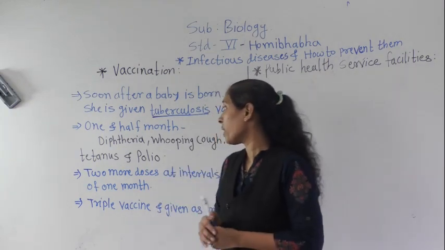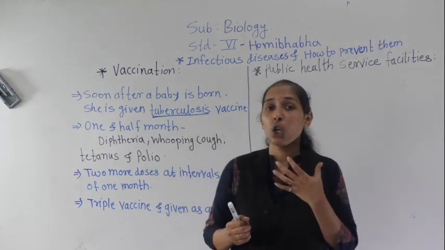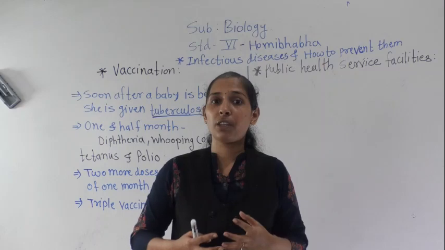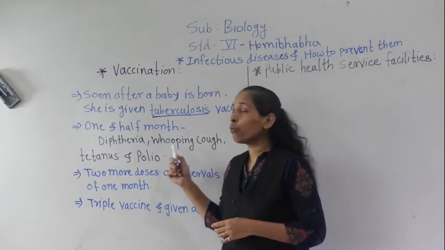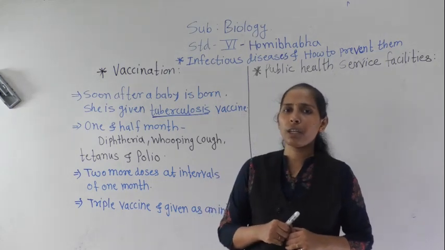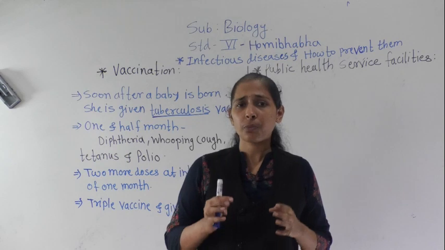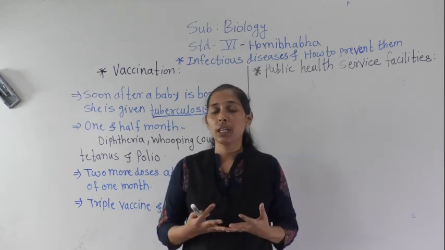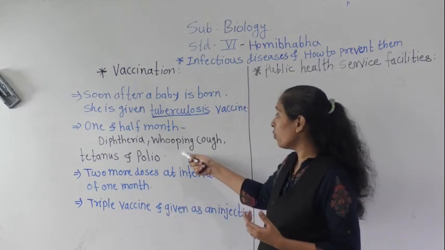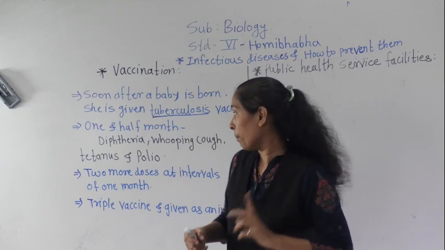Now what is meant by diphtheria? Diphtheria is a disease related to the throat, and in that it is very difficult to take a breath. Next one is whooping cough. It especially happens in small children. In that the children cough very loudly, and also it is difficult to take a breath.